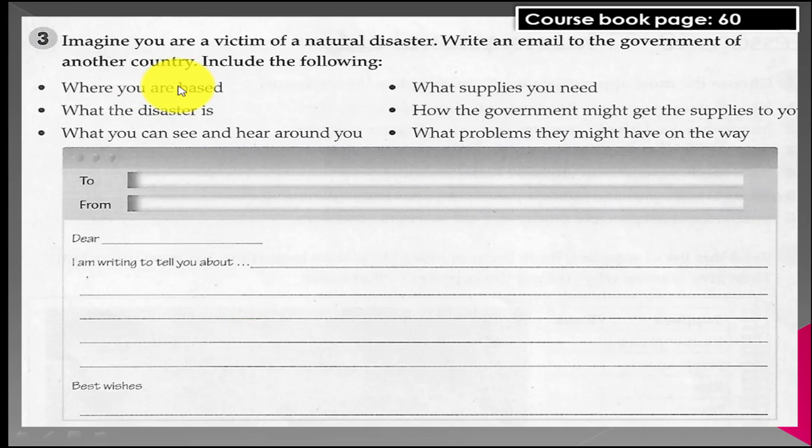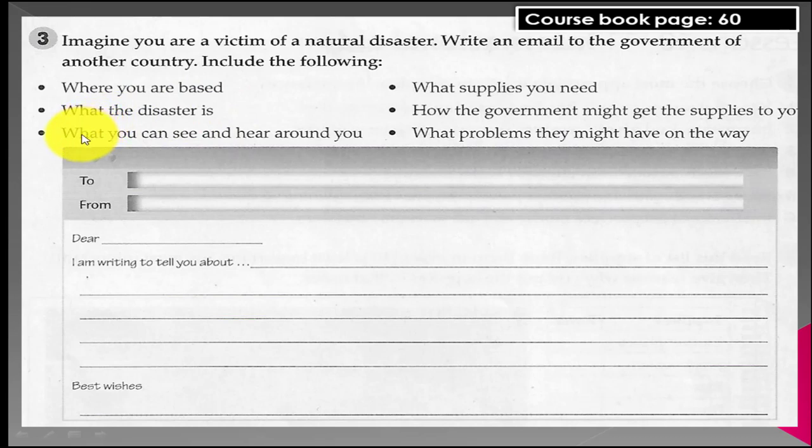So where do you live? That means where you are based. Next, what the disaster is. What kind of disaster you are hit by? Was it a drought, earthquake, tsunami, or wildfire?